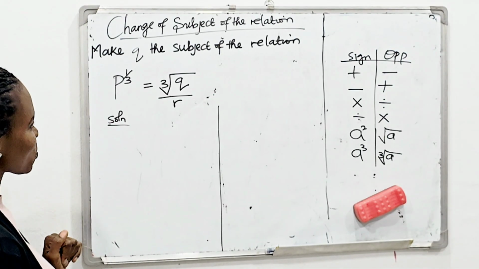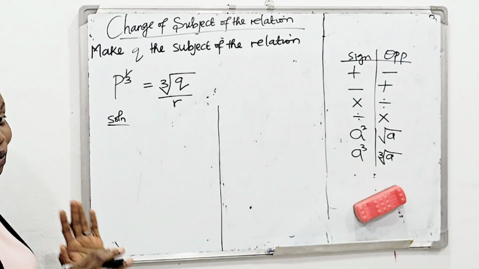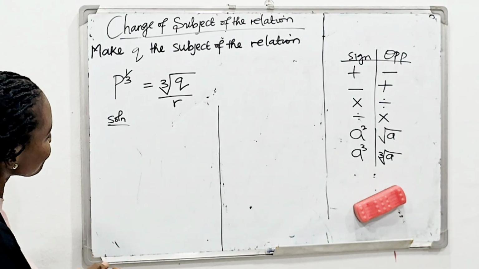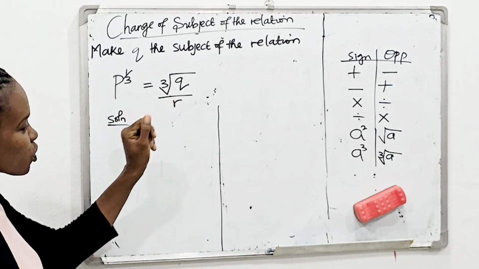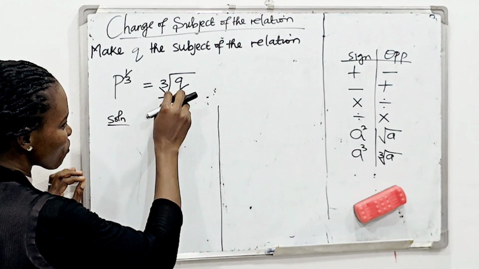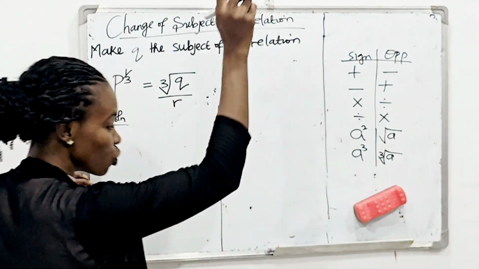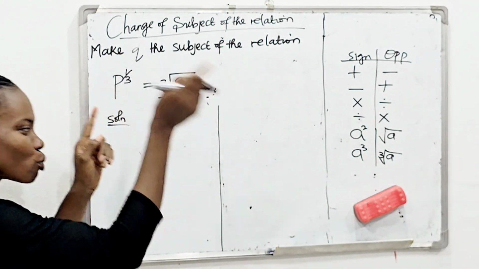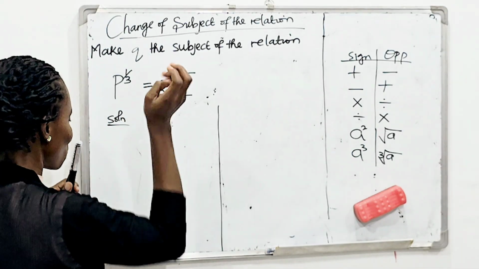Alright, let's look at this one. Make Q the subject of this relation. So we want Q to stand alone. So we start. Now, you're seeing something here. We're having a cube root. So I will take the opposite of the cube root. The opposite of cube root is cube. So I will cube both sides. That is, I will raise both sides to power 3 so that this will go.